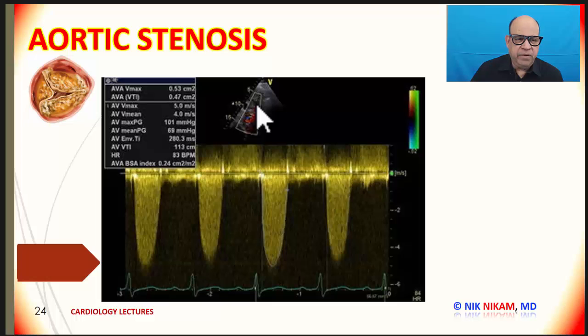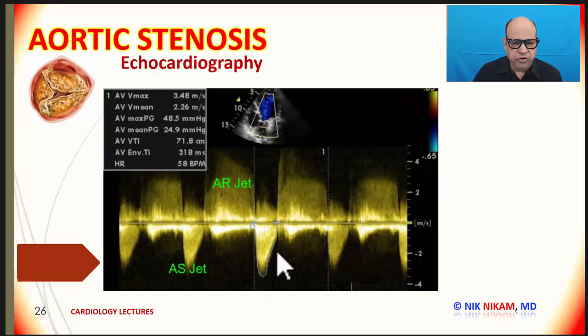Here's an example of an aortic valve velocity in a 5-chamber view. Here we have the left ventricle, here's the left atrium, and here we have the aorta, and the velocity is approximately 5 meters per second. So that gives a maximum peak gradient of 100 millimeters of mercury with a mean gradient of 70 millimeters of mercury. Based on this, along with the outflow tract diameter measurement, the valve area calculated here is 0.53 square centimeters, which indicates critical aortic stenosis.